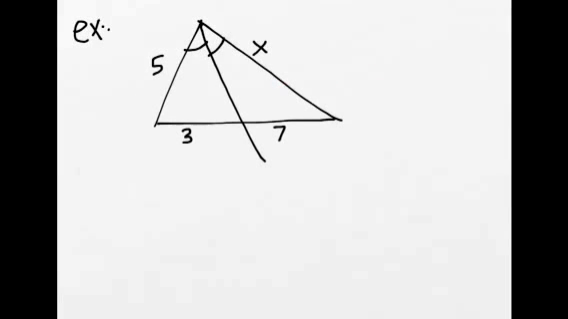So we know that this side over this side is equal to this side over this side. So 3 over 7 is equal to 5 over x, right? So this is what the angle bisector theorem is.